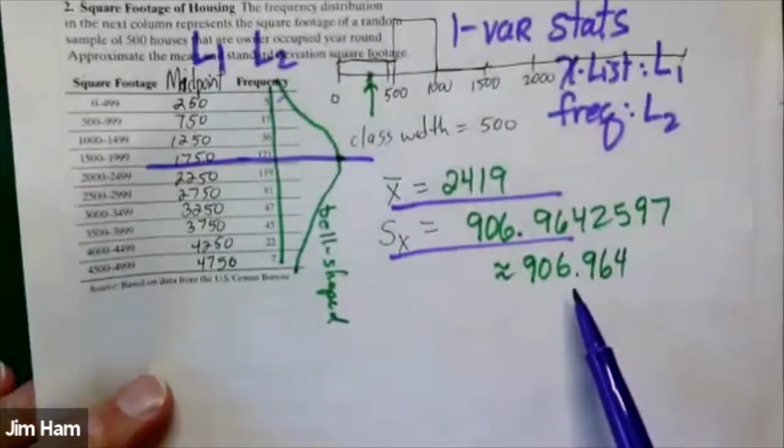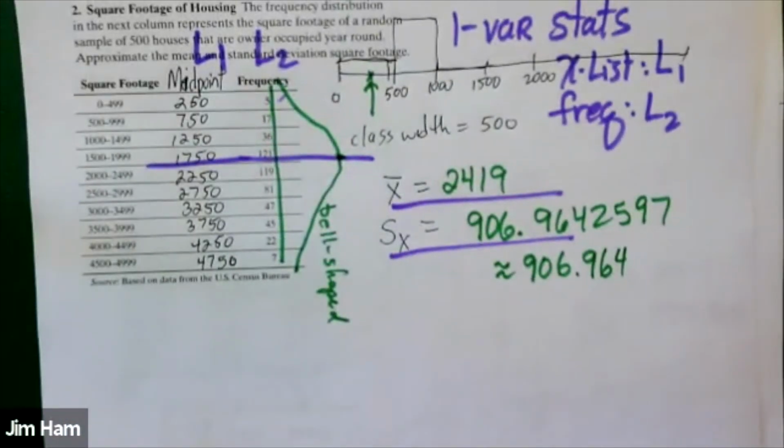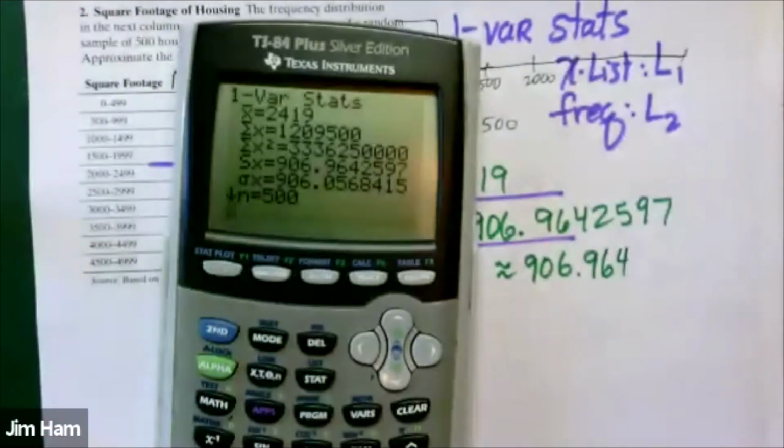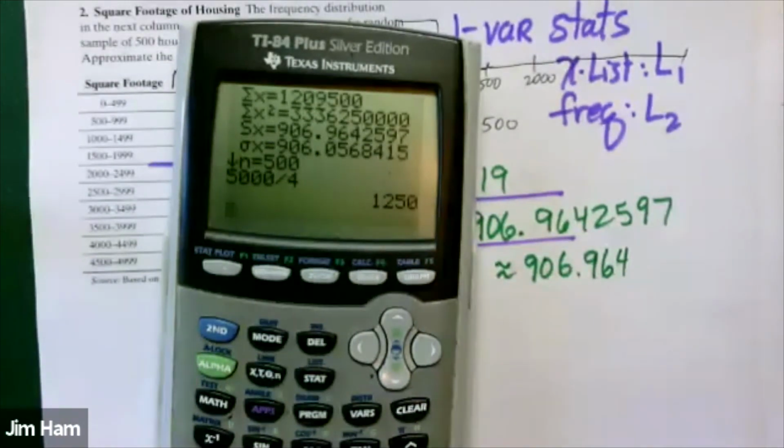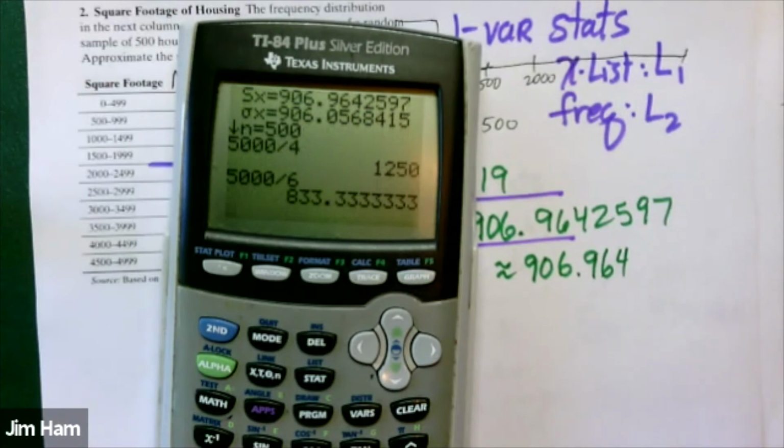Now, 1,250 would be an overestimate. So if you took the 5,000 and divided by 4, you'd get this. But if you took the 5,000 and divided by 6, you'd get this. And usually the standard deviation is between those two numbers.